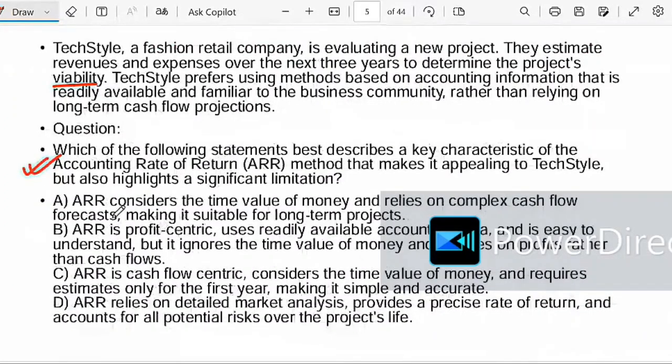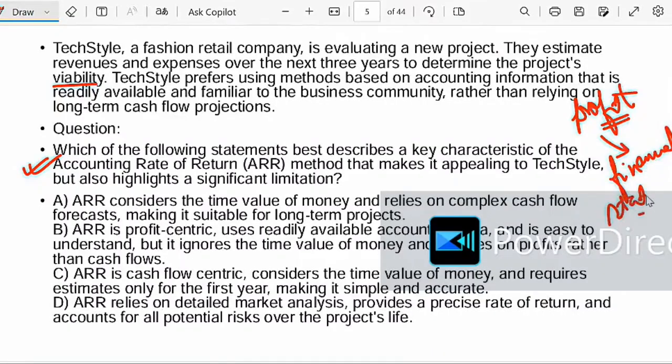So can you tell me why this Take Style is preferring the ARR method, or accounting rate of return method? Because the accounting rate of return method is based on profit, which is readily available. You can easily get this profit from your financial statement. And also it uses the average annual profit.